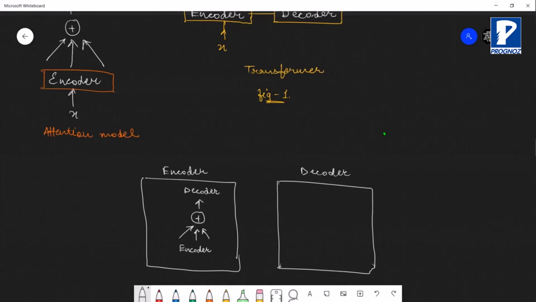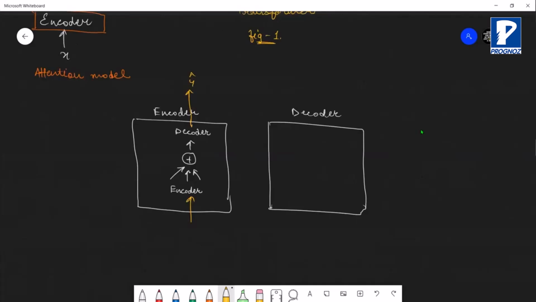ठीक है. यहां से क्या निकलेगा, यहां से निकलेगा y hat. ओके, एंड इनकोडर को इनपुट कौन दिया, x. ओके, फाइन. This is what you have. Similarly, decoder में क्या बोल रहे हैं, decoder में भी attention model है. मतलब वहां पे भी encoder होगा, multiple inputs passed to the addition gate. This will be passed to the decoder.